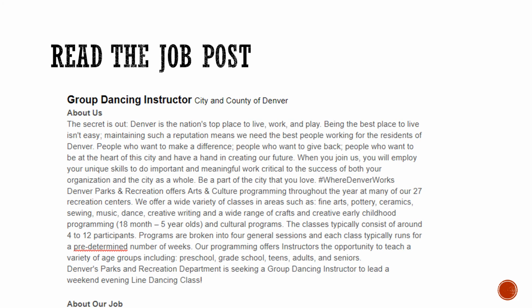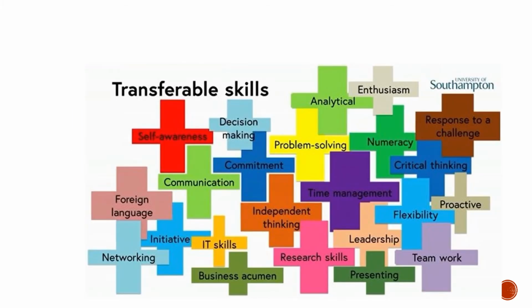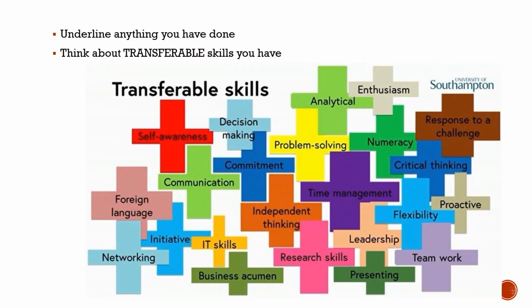Okay, to start writing your accomplishment statement, you'll first need to read the job description. When you're done reading, you'll underline anything you have done. Then you'll want to think about what transferable skills you have. A transferable skill is a skill that you gained by doing one job or task that is also important for a different job.